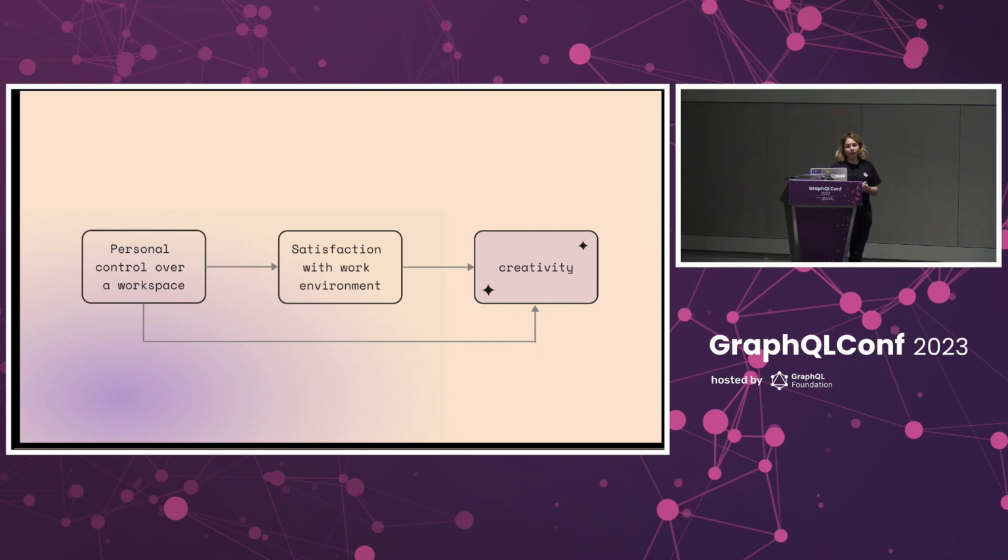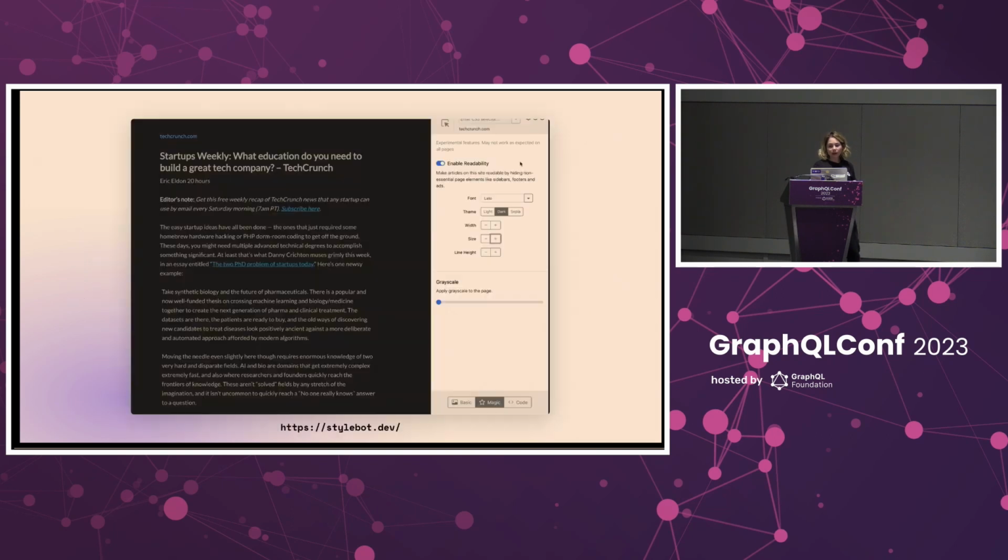But here's the thing: we inherently desire control, especially over our personal environments. That gives us satisfaction from work. It also gives us space for creativity because we don't have to fight with our tools. And we've been trying to bend and shape our digital tools for quite some time. Who here hasn't added one browser extension or two to make their digital experience just a little bit more comfortable? Here's an example of a browser extension that you can use to modify styles on a website.